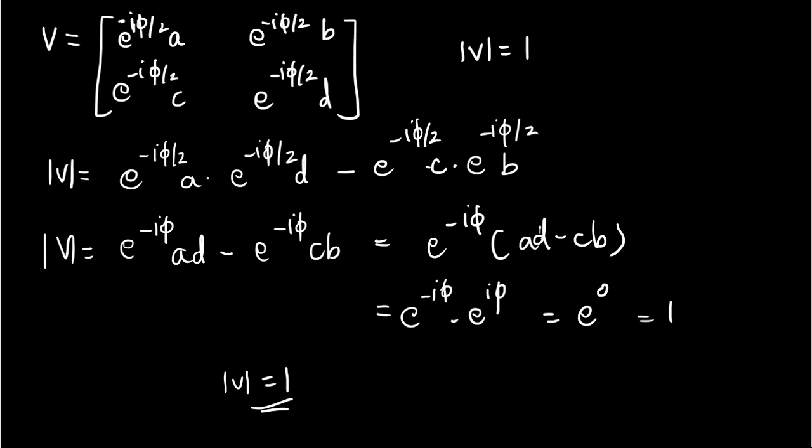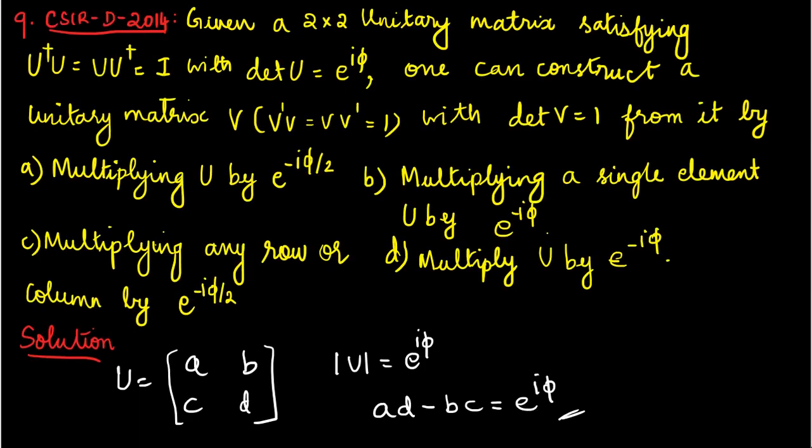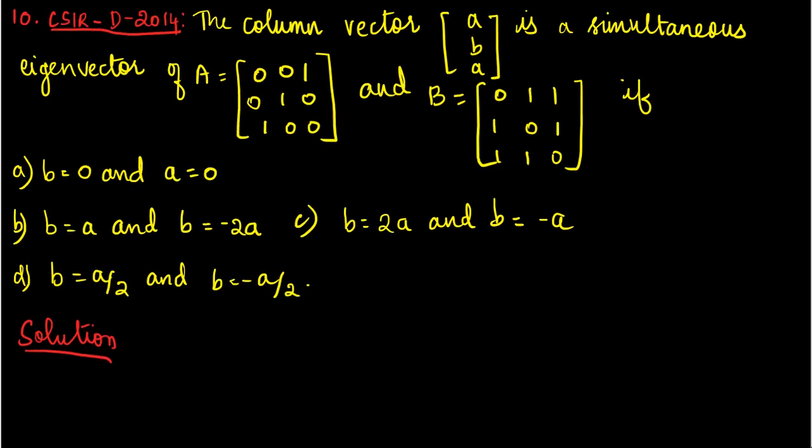So on multiplying U with e power minus i phi by 2, I am going to construct a new matrix V. So this option A satisfies. If you want to find using option B, option C, and option D, you can also find. You can see if it is satisfying this condition or not. So let us see the last question of the day.